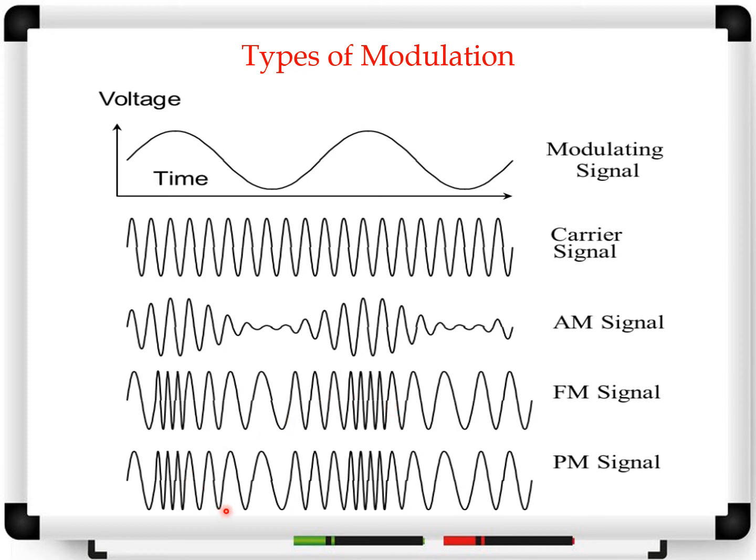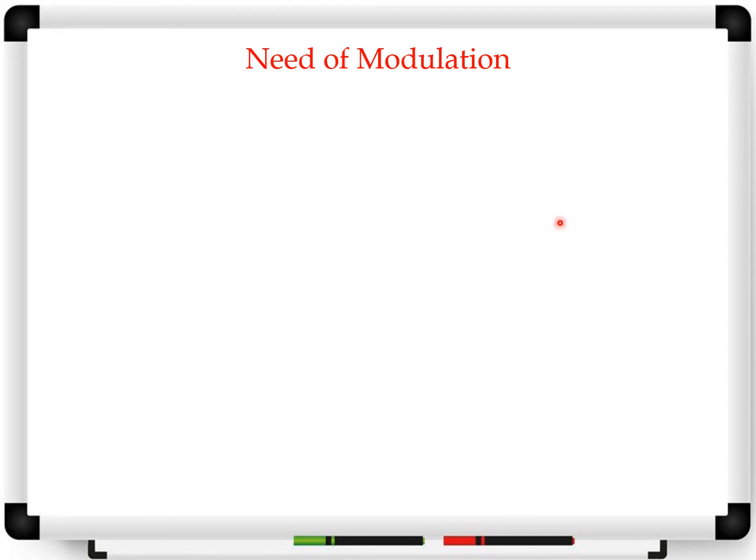Then the third signal is nothing but the phase modulated signal. So here there is change in the phase of this carrier signal. As both these waveforms, the modulating signal and the carrier signal, are continuous waveforms, there is continuous change in the phase of this phase modulated signal. In our syllabus we have the AM signal and the FM signal. Now let us see next what is the need of modulation.